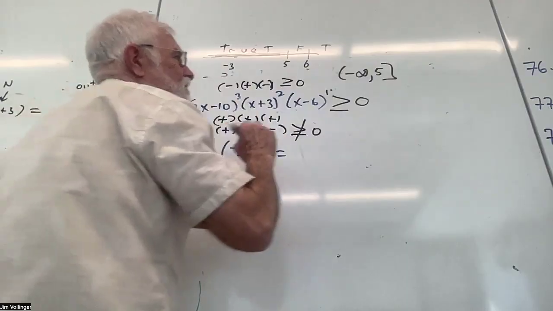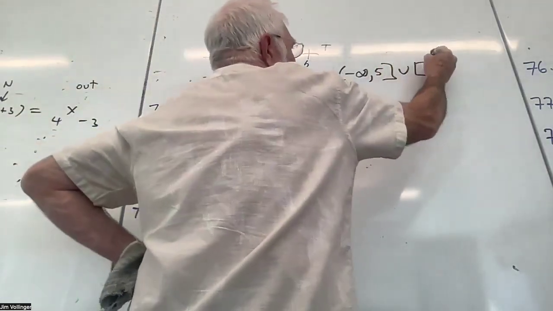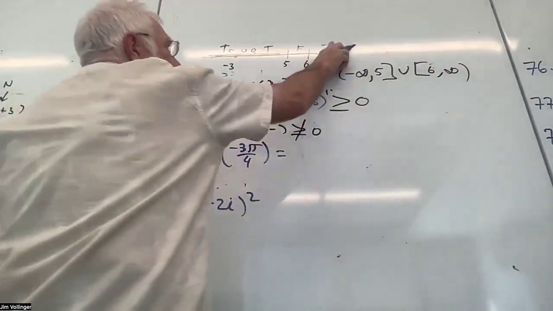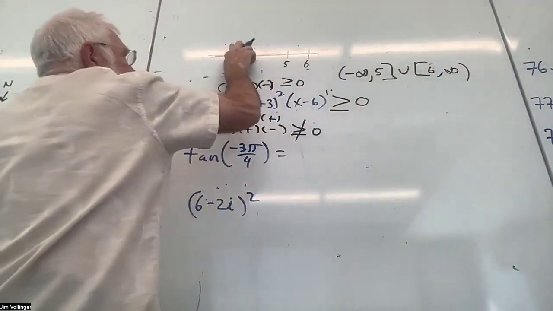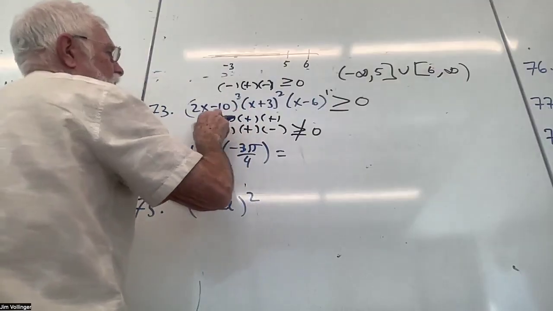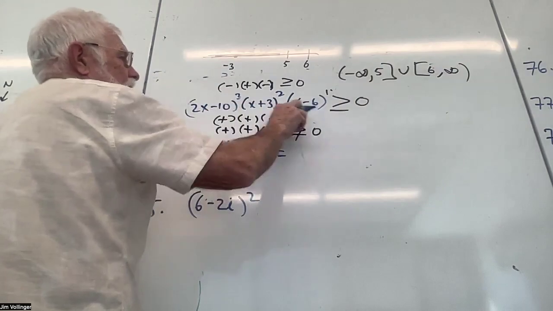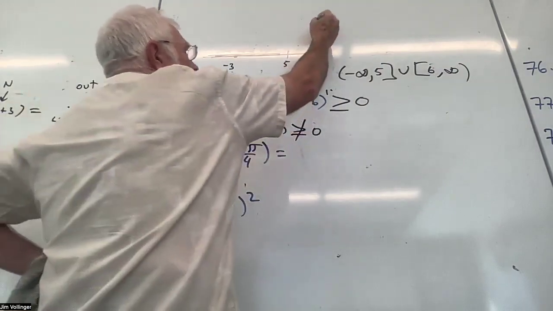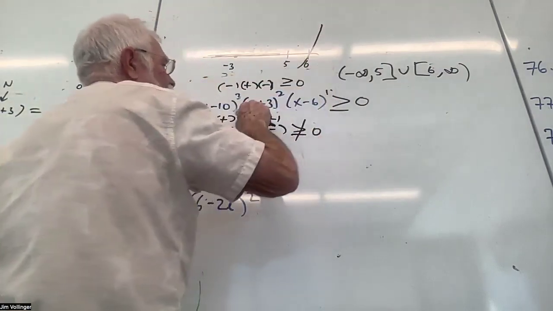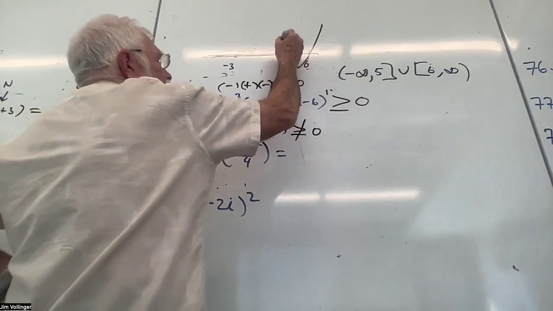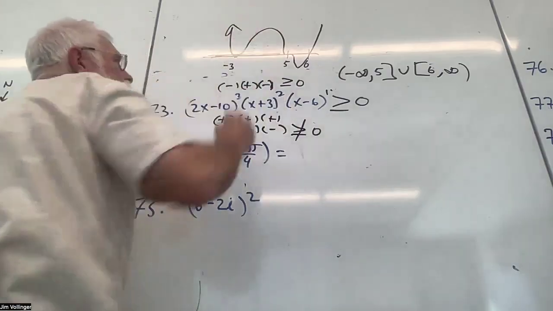False from 5 to 6. So union 6 to infinity is my answer. What did the graph look like? I get what looks like the behavior of these functions. Behavior of that is linear, so it does this at 5. It's a cubic, so it's going to have a cubic look to it. I'm not going to spend much more time than that.